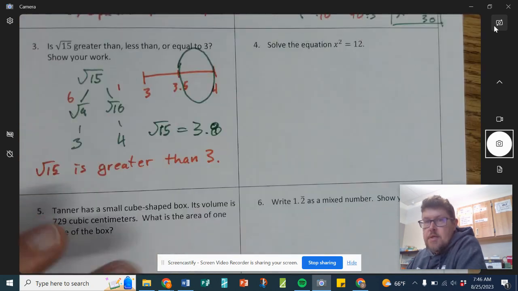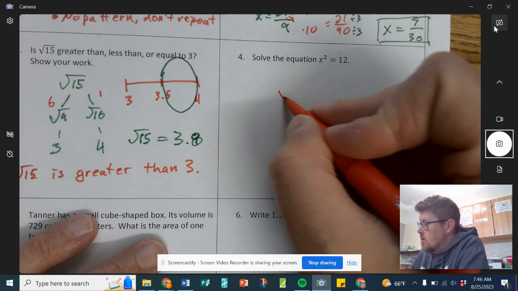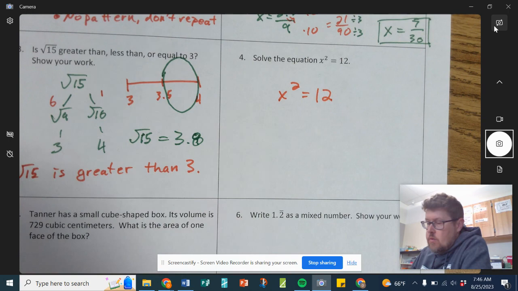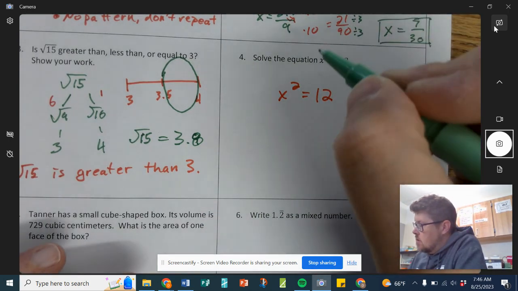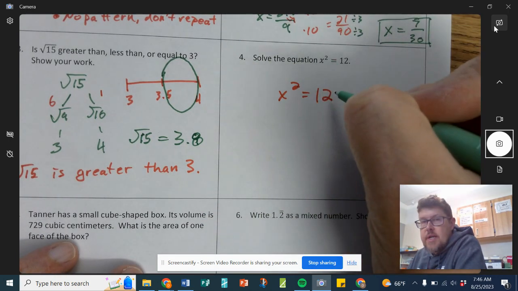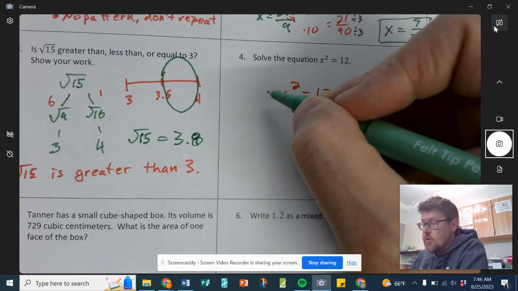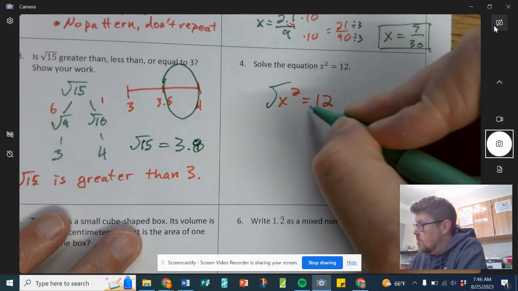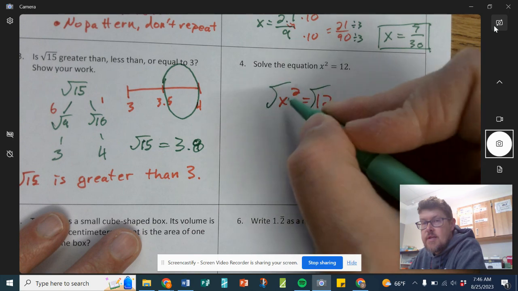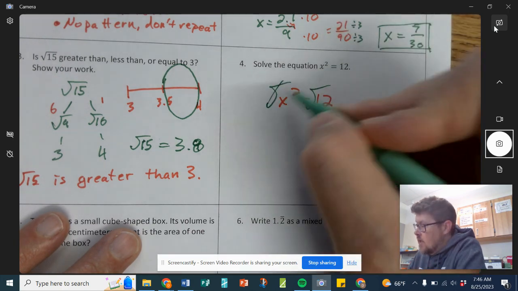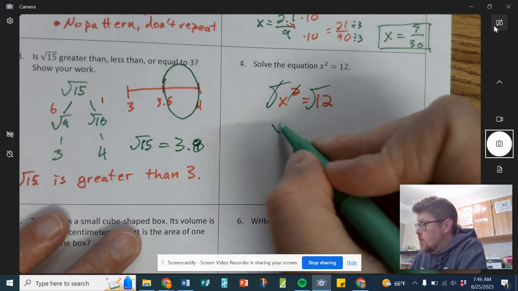Okay. Solve the equation x squared equals 12. So to get rid of this 2 on this side and bring it over here, because again, you just want a single x on your left, you have to do the inverse or the opposite of what's currently happening. So squaring something, the inverse of that is square rooting it, right? So the square root and the square go away, leaving your x all by itself.